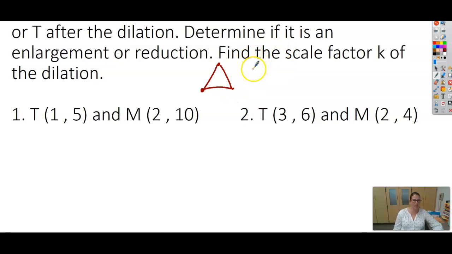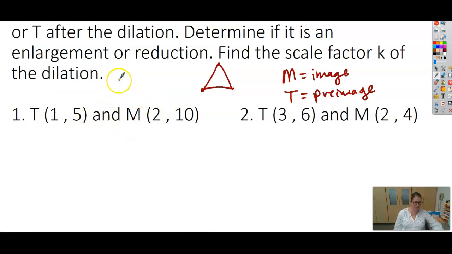Point M is the image of T after the dilation. So T is the pre-image. Determine if it is an enlargement or reduction and find the scale factor. So T is the pre-image, it went to M. So remember we always do image over pre-image. So I would either use the X or the Y. Notice that either way I'm going to get the same thing. 2 over 1 and 10 over 5, they're the same, right? So the scale factor is 2. I noticed that the numbers got larger, so it is an enlargement.